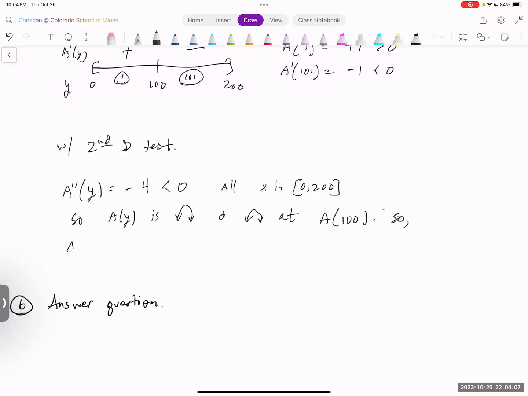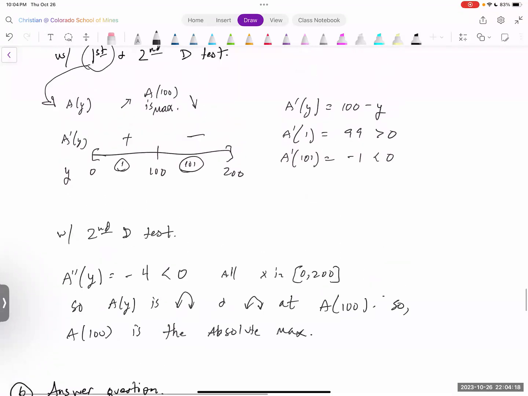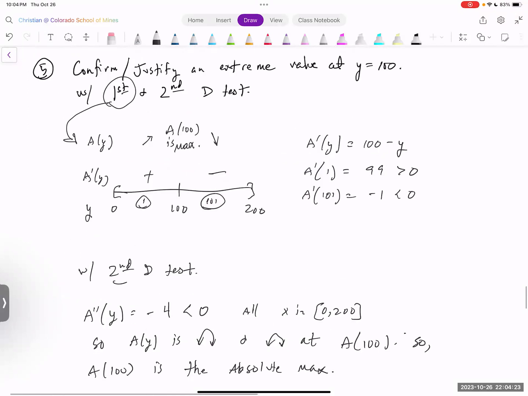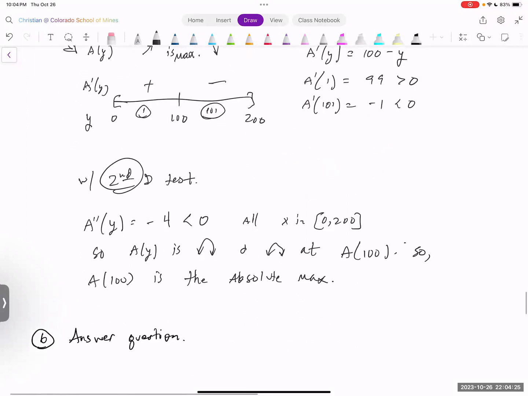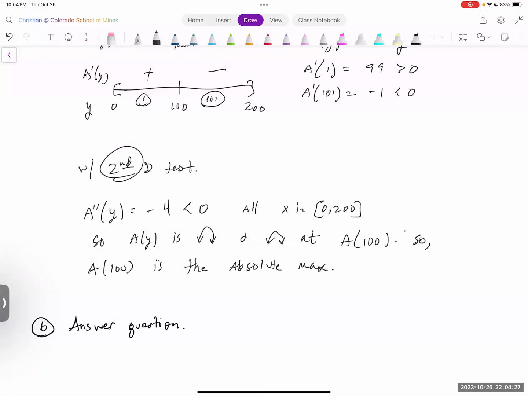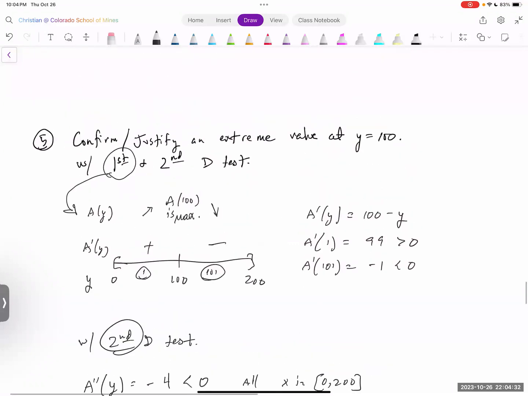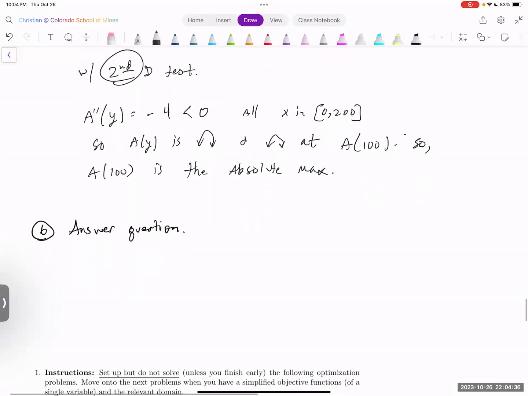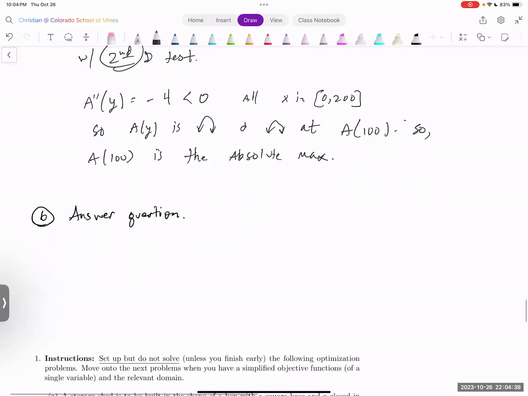So A of 100 is the absolute max in this case. That is a case for why the second derivative test is maybe useful, because you can decide really quickly that it's a concave down situation, giving us an absolute max at A of 100 without having to do all the test values, because your second derivative is so quick and easy and negative all the time. Then the last thing to do is answer the question.